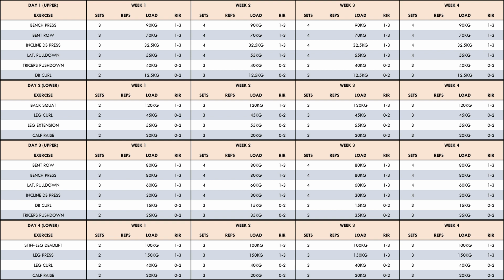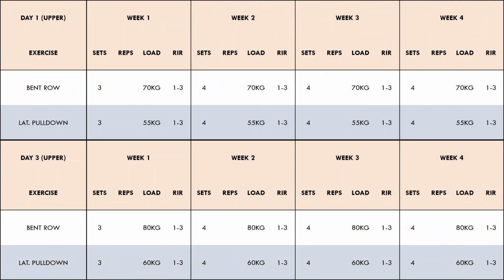This is a simple 4-day per week program using an upper-lower split, so each muscle group is trained twice per week. Let's now look at one particular muscle group to understand how overloading training and progressive overload can be applied. For this example, let's take the back muscle group. As we can see here, we are performing 2 exercises for the back with 4 sets each on days 1 and 3. So the total volume for the back is 16 weekly sets, and each set is taken around 1 to 3 reps before failure.